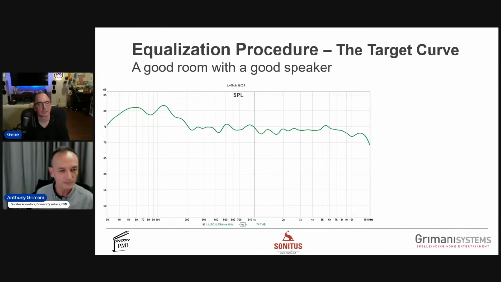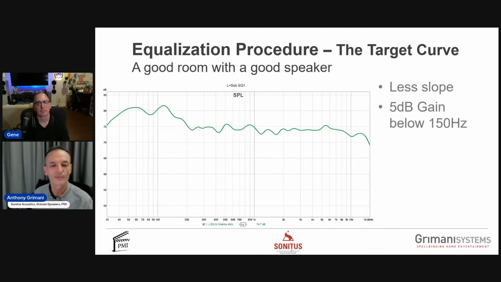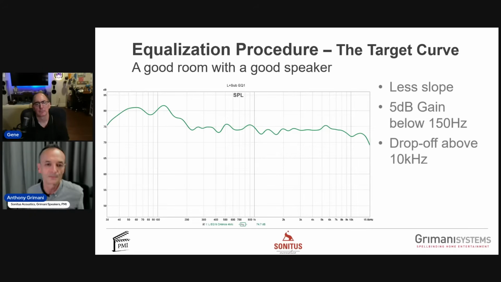I love it. This is a speaker with a really smooth sound power in a room with a really even decay time with frequency. And this is the target curve, almost flat all the way up with a little kink at 10 kilohertz. There's less slope. Still 5 dB gain below 150 hertz, because that has to do with how we hear things versus how an omnidirectional mic measures them in a regular room. The breakpoint in this case is at 10K instead of 6K.